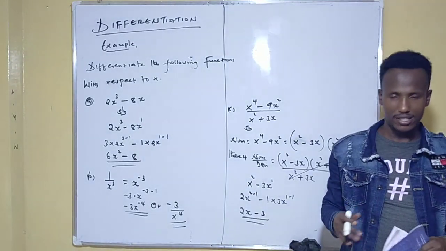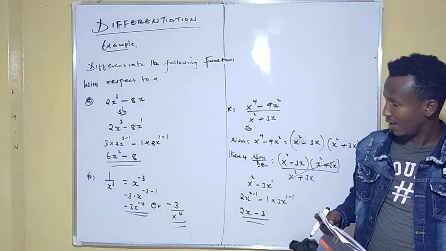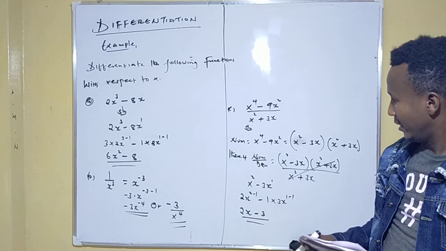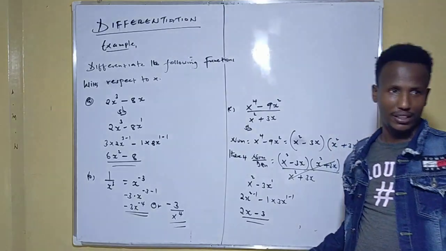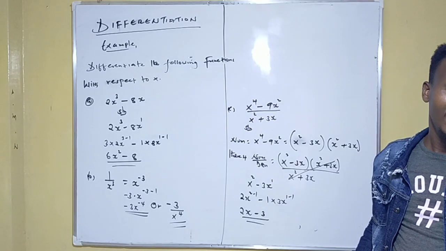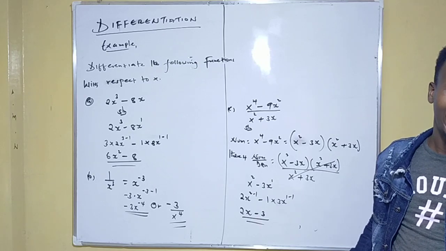Just understand that, please. After knowing how to differentiate a given fraction, the equation of a curve, then what we're going to do is actually see what we normally call the equation of the tangent and normal to a curve. We must know what a tangent is and what a normal is. A normal line and a tangent line.